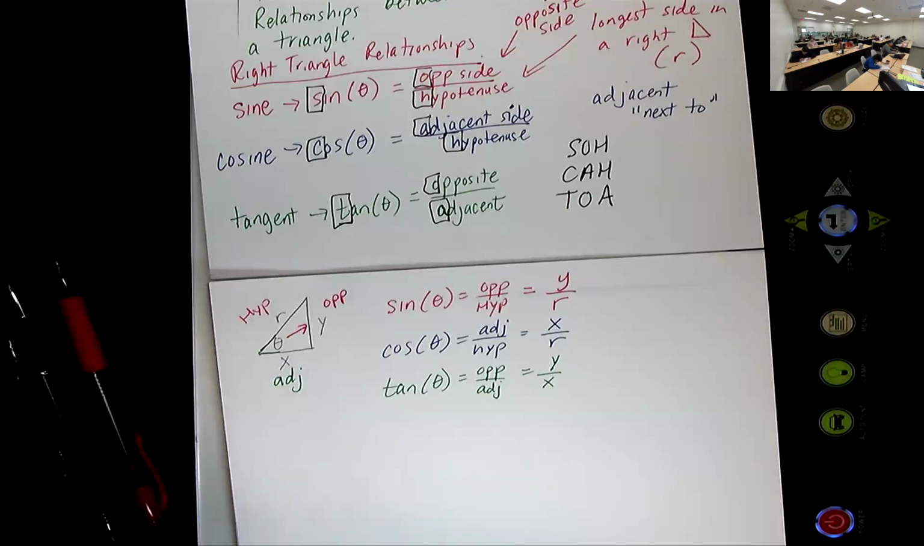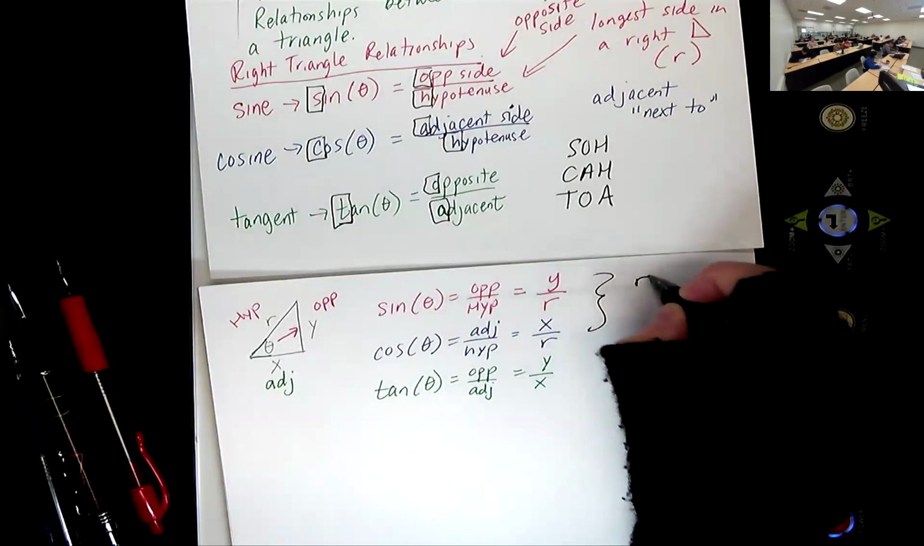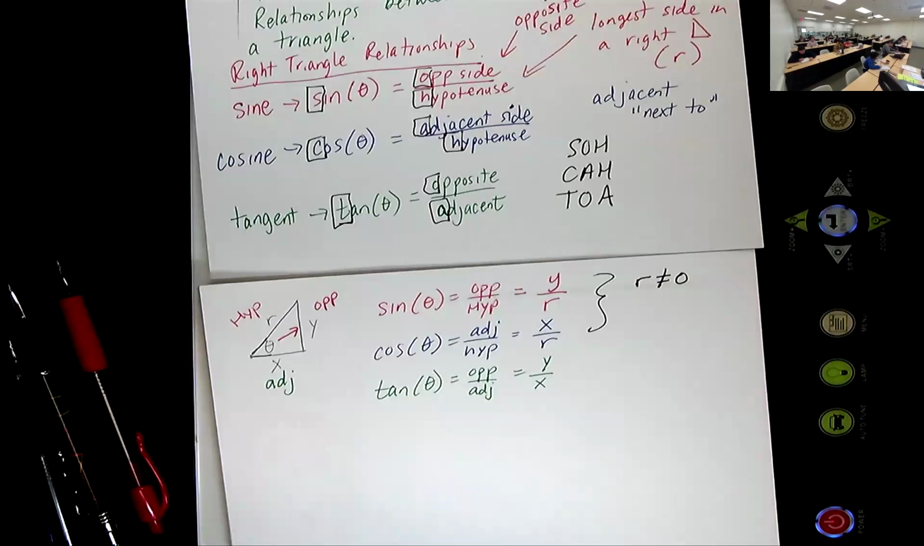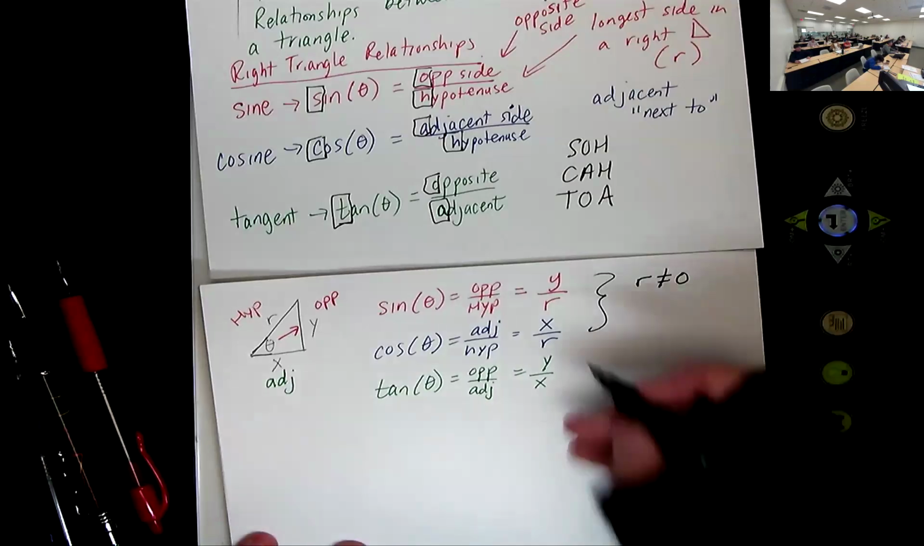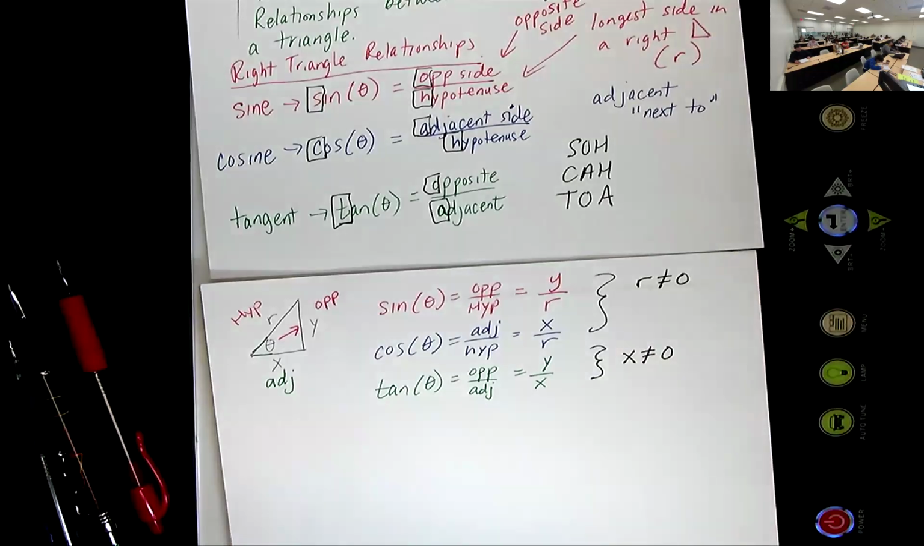For these two things to work, a couple things have to be true. On both of these, r cannot equal 0. We can't have the denominator equal to 0. Thankfully, that's never an issue. If r equals 0, we don't have a triangle and we're not even talking about this. So r is never going to equal 0. The one that could equal 0, which could be a problem, is this one. X cannot equal 0 because it's in the denominator. You remember from pre-algebra and algebra, we can't have 0 in the denominator.